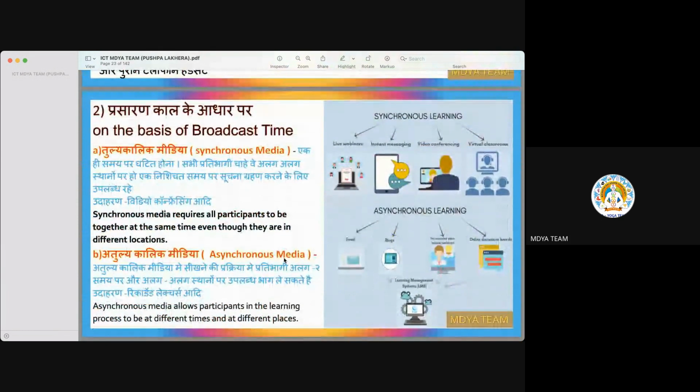Now, on the basis of broadcast time, we again have two: synchronous and asynchronous. Now, what is synchronous learning? Synchronous media requires all the participants to be present at that moment of communication. Whenever we have the communication, all the participants should be there, whether they are in the same room, another room, another city, another state, or another country. They have to be present at the same time when the communication is going on, even though they are in different locations. So what are the examples?